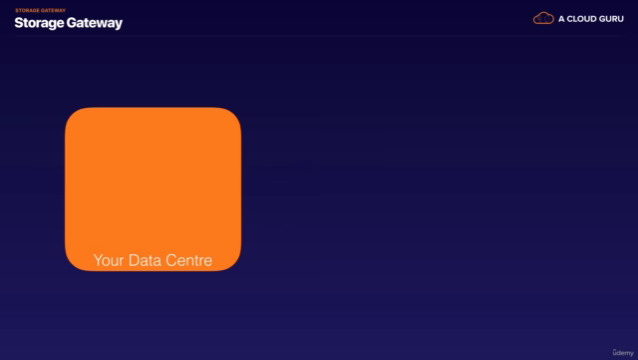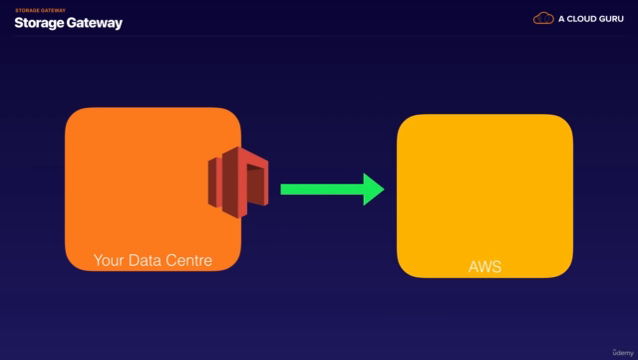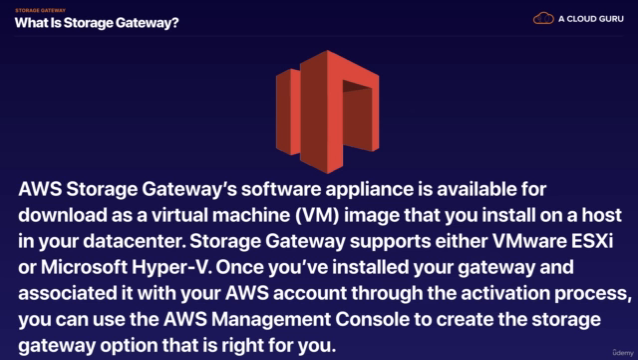Well, let's have a look at our data center. So we've got Storage Gateway here, and Storage Gateway is basically a virtual or physical device, and it's going to replicate your data into AWS. Now, it always used to be a virtual device, but they have released hardware appliances now, so you can actually have a physical Storage Gateway as well. So Storage Gateway's software appliance is available for you to download as a virtual machine image that you install on a host in your data center.